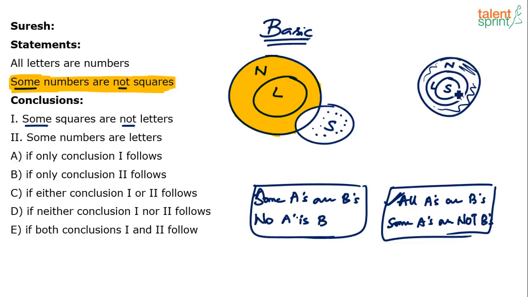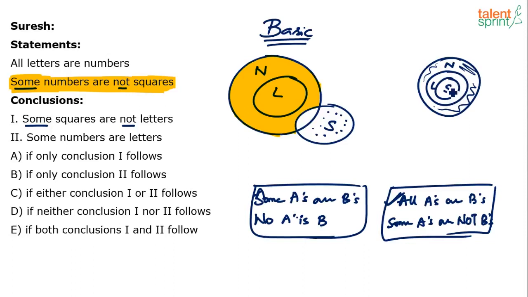All letters are numbers is satisfied. Some numbers are not squares is also satisfied. Outside numbers are not squares. Which means, by taking the converse, which is all squares are letters, we don't violate anything, right? We are not violating anything. So that is true. All squares are letters is true.